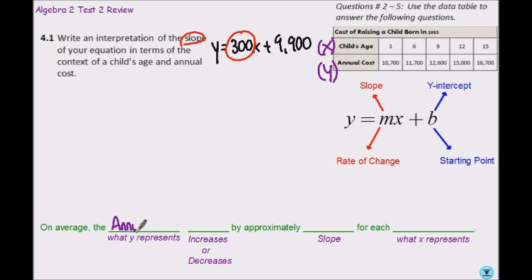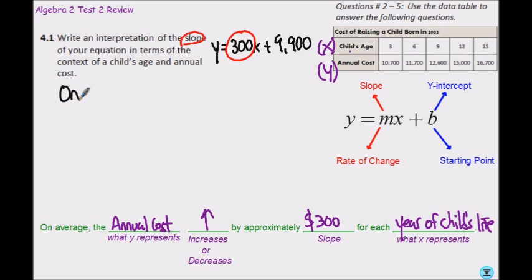So we'll say annual cost, and it's a positive slope, so it's increasing, so it's going up by $300 for each year of, we could say, I don't know, child's life or something like that. So how we word this, there may be some differences there. So this was just the sentence frame, but actually I want to clean this up.